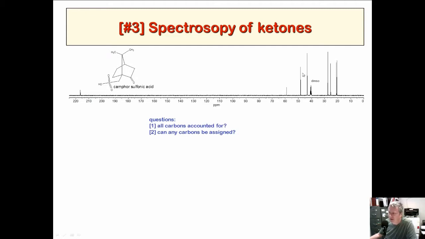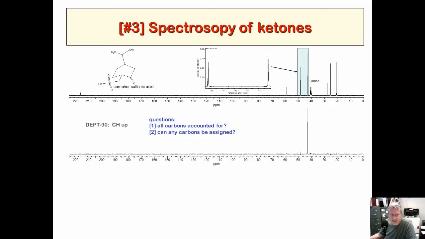Now, if you zoom in, you actually see that the left peak around 49 is actually 2 peaks. And the right peak around there is also 2 peaks. So now it actually adds up to 10. So we say 1, 2, 3, 4, 5, 6, 7, 8, 9, and 10. So we actually see our 10 carbons now.